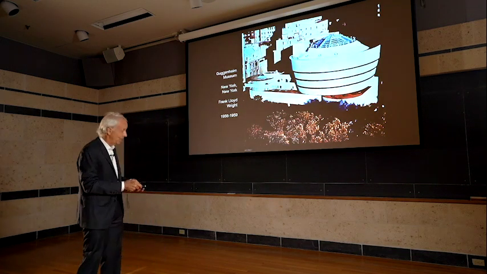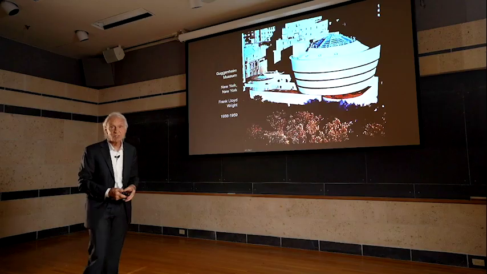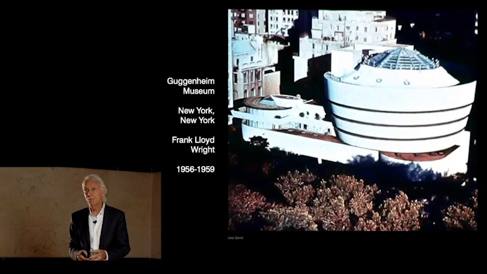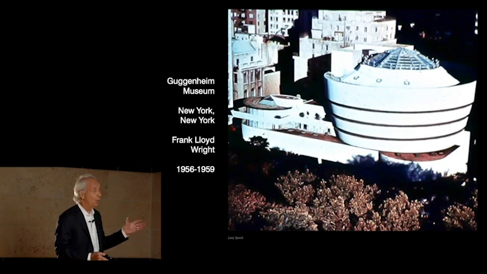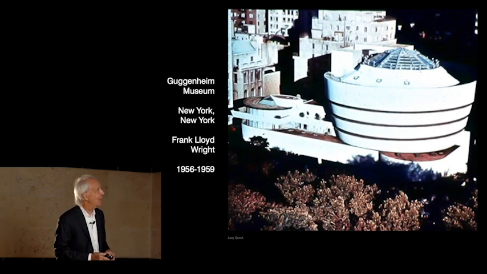This is the Guggenheim Museum in New York by Frank Lloyd Wright, done between 1956 and 1959. This is one of the last buildings Frank Lloyd Wright completed before he died. He's a very old man at this point. He's in his 90s. And yet this is one of his most well-known and most admired works, done at that very, very senior point in his life.